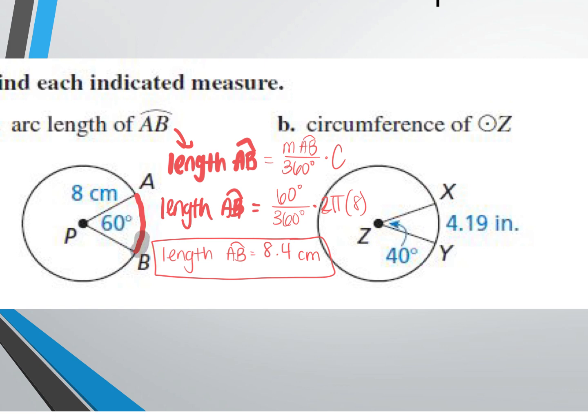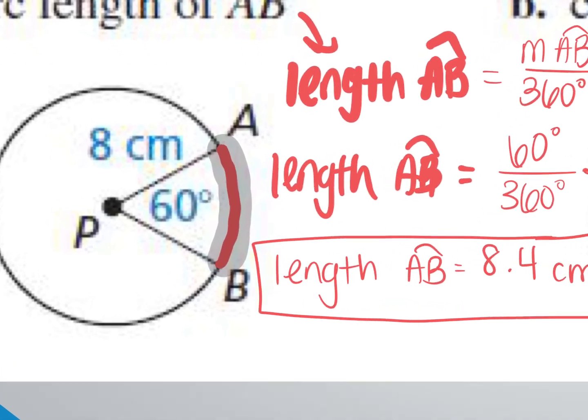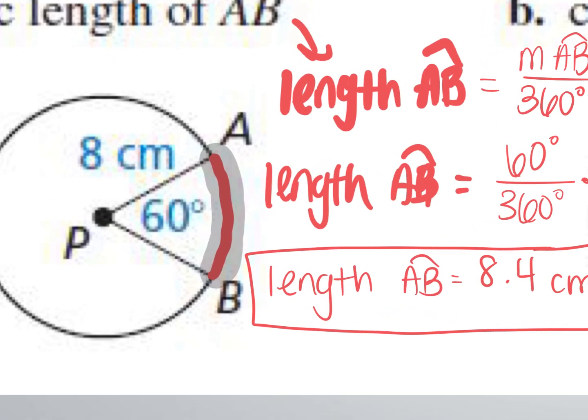We knew at the start that the measure of this arc, the measure of it in degrees, was how much? How many degrees was that arc, the red arc? 60 degrees. But now I just found the length of it, which is different than the degrees. If you were a human walking along this arc, the distance you would have to travel is 8.4 centimeters.